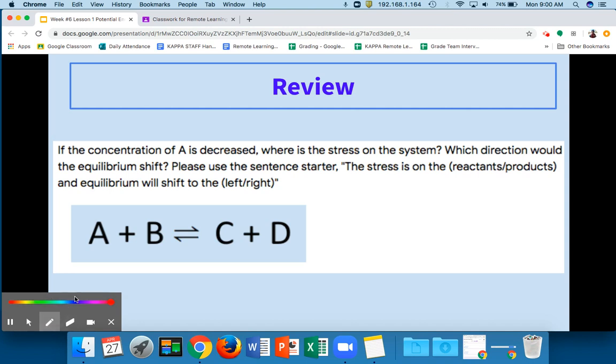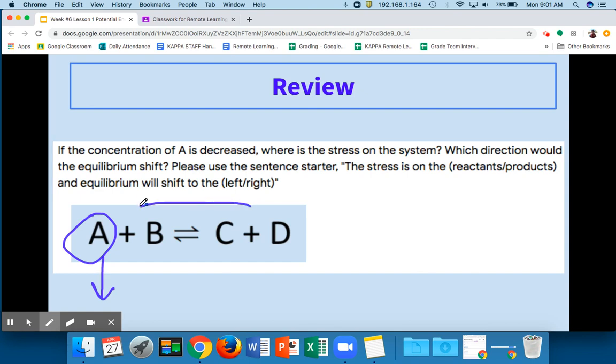Okay. If the concentration of A is decreased, where is the stress on the system? Which direction would the equilibrium shift? So we talked about equilibrium and the different ways equilibrium can move in a reversible reaction. So for this one, if A is decreased, where is the shift? The shift is on the left, meaning there's not enough reactant in the reverse reaction. So equilibrium will shift to the left to create more reactants.